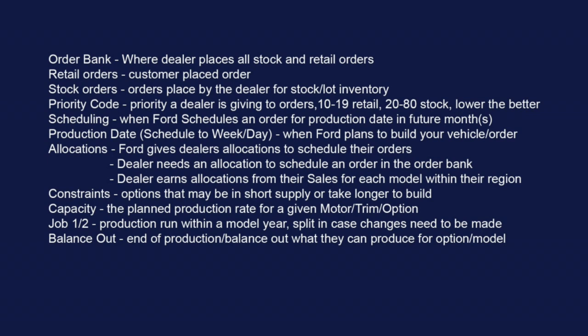And then constraints. A constraint is maybe an option that may be in short supply or takes longer to build, and for that reason is constrained. If it's constrained, it means there are actually more orders than what they can handle in a production cycle. And then capacity is what their production rate is for a certain motor, trim, or option.